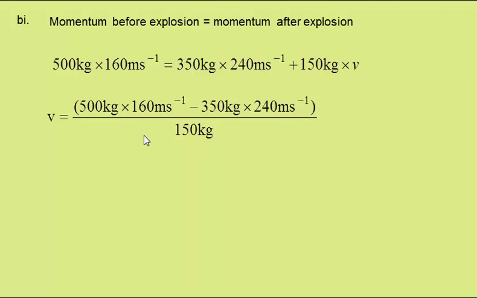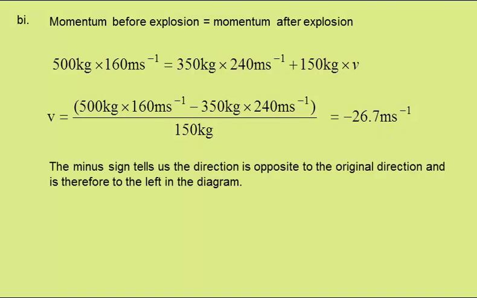Rearranging for the velocity, we get minus 26.7 meters per second. The minus sign tells us the direction is opposite to the original direction, therefore to the left in the diagram. In part 2, we need to find the energy given to the probe and capsule by the explosion.